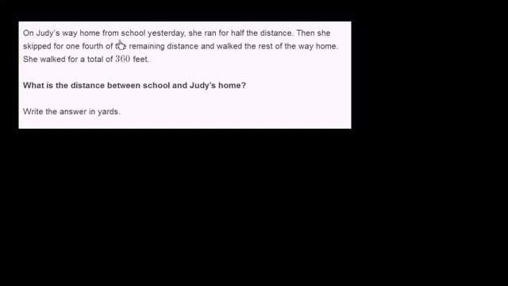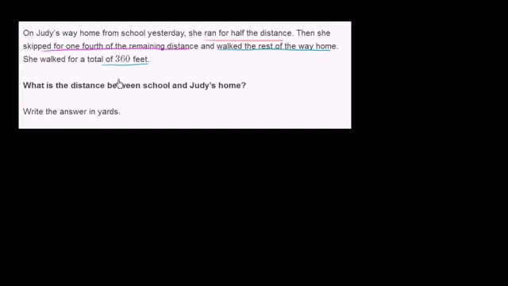On Judy's way home from school yesterday, she ran for half the distance. Then she skipped for 1/4 of the remaining distance and walked the rest of the way home. She walked for a total of 360 feet. What is the distance between school and Judy's home? And they say write the answer in yards.